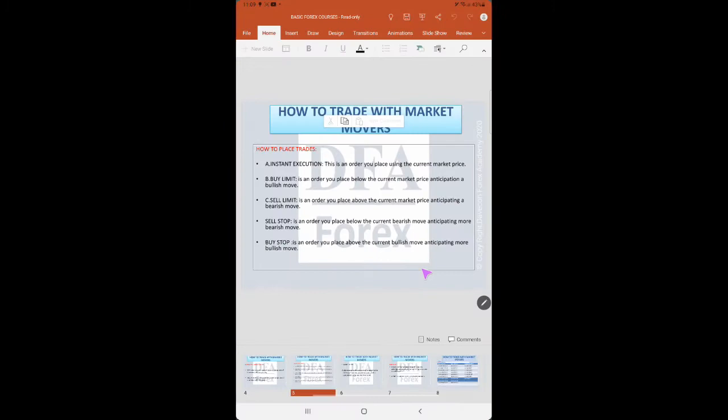Let's take the definition first. A sell limit is an order you place above the current market price, anticipating a bearish move. So it's the opposite of buy limit. Bearish means selling. Remember, bullish means buying.